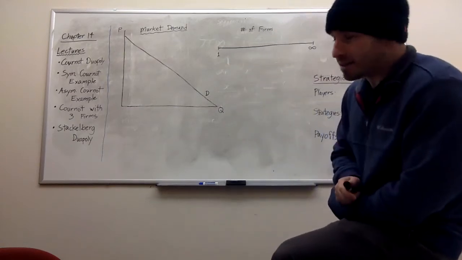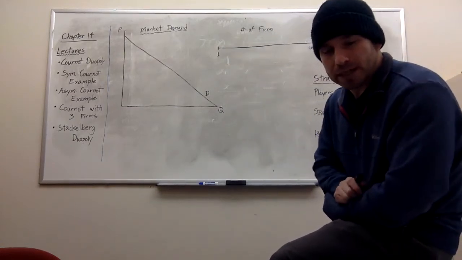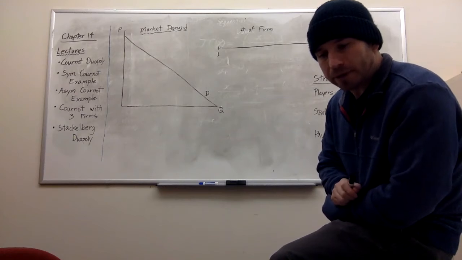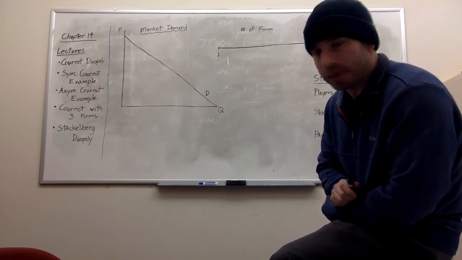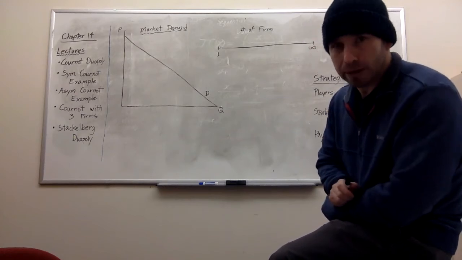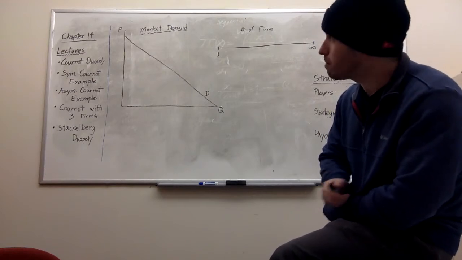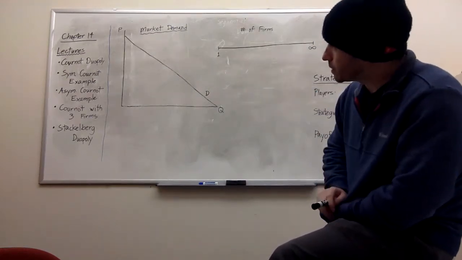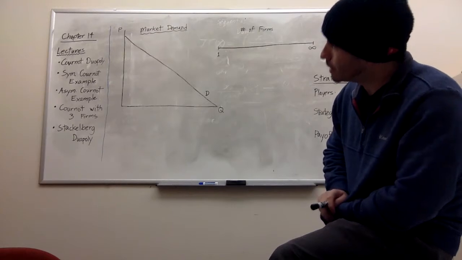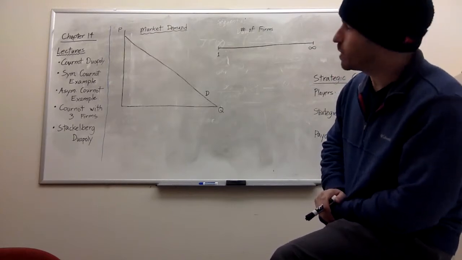So our last set of material is from Chapter 14. We're talking about duopoly and oligopoly, which is just a small number of firms, as opposed to the monopoly situation with just one firm. So our lectures will, I believe, come in 5 parts this week.